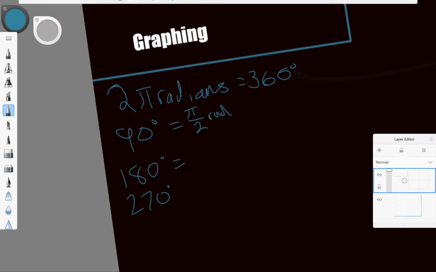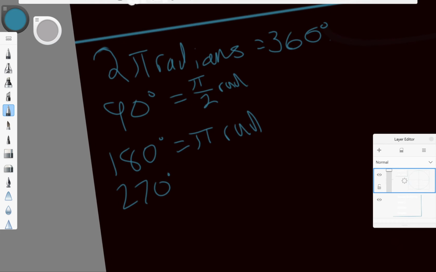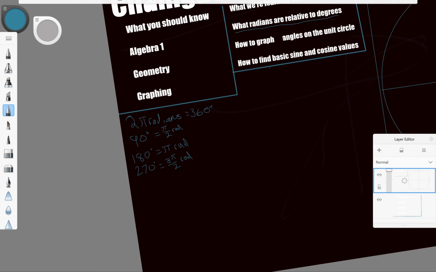180 degrees. Well, you're dividing 360 by 2. So you divide 2 pi by 2. 2 pi over 2 is pi. 180 equals pi radians, and then 270 degrees, well, that's 3 times 90 degrees. So you multiply pi over 2 by 3, so 3 pi over 2 radians, right? And so that's what we have for our values.